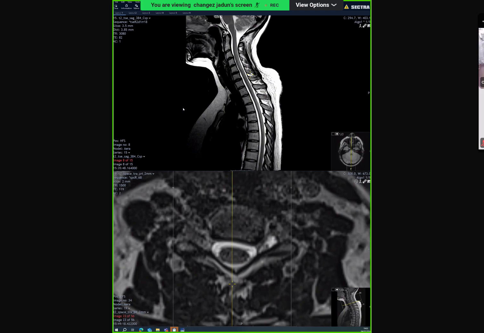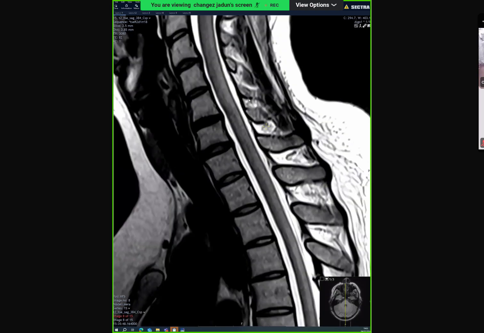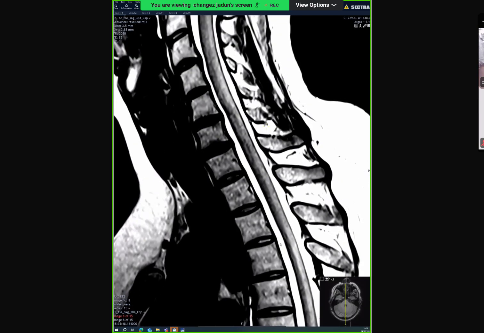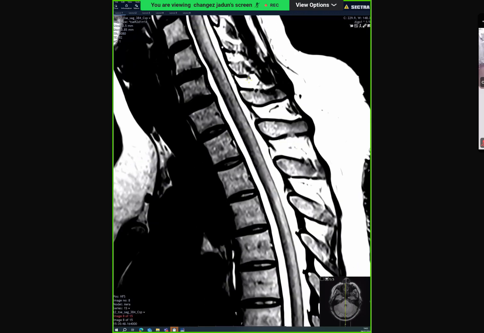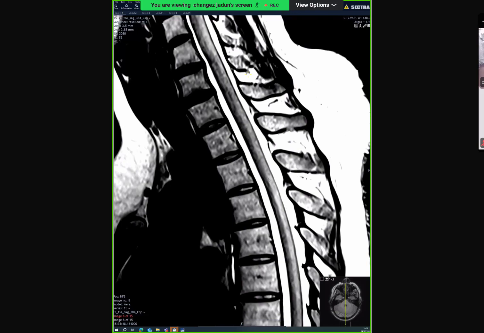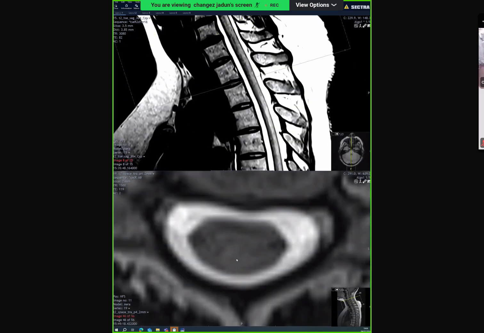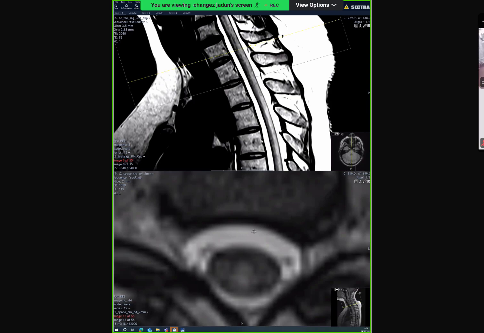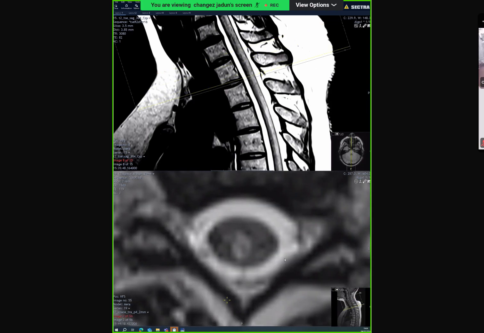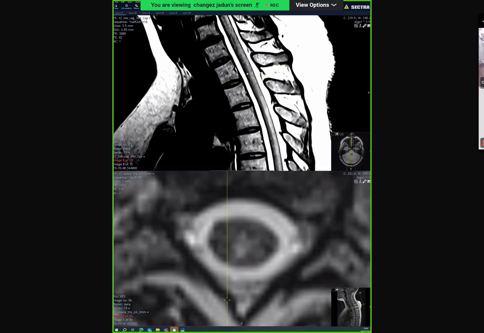Audience, let me sum it up. The brain sequences, FLAIR and diffusion, we saw they were okay. There were no problems with it. Then we went to the cervical spine sequence and we saw the signal change in the cord. If you see, I've changed the window, and you can see there is signal change in the cord. You can see here it's in the posterior half of the cord, and on the axial, as I scroll down, you can see the signal change is in the posterior columns, the dorsal columns.